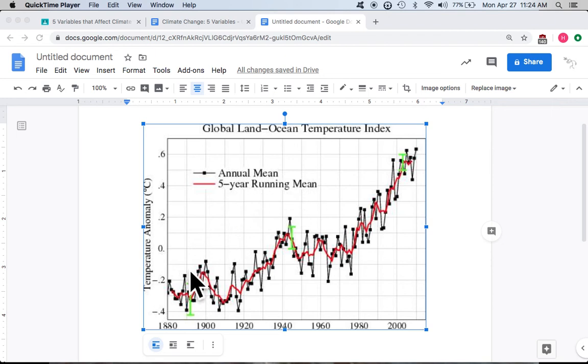So on this graph, minus these green little error bars, we've got two plots here. We have an annual mean, which is the average temperature, and then a running mean, which is this 5-year average. So what we're doing is we're going to take the annual average and compare that to the 5-year average, right? So if we look at any year, if the annual mean is above the running average, that would be a positive temperature anomaly.